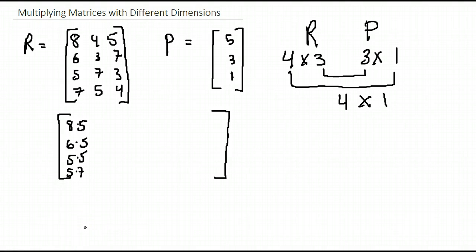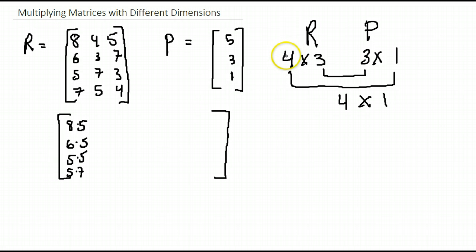This is multiplying matrices with different dimensions. We have matrix R, which is a 4 by 3, and we have matrix P, which is a 3 by 1. So let's make sure we can multiply these first. Looking at the dimensions of R, 4 by 3, and comparing it to P, which is 3 by 1, you see that the inner dimensions are both 3. Check, we can multiply it.